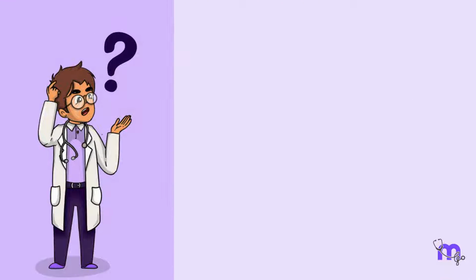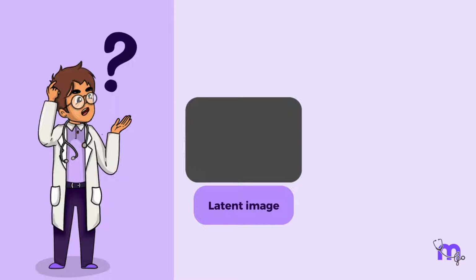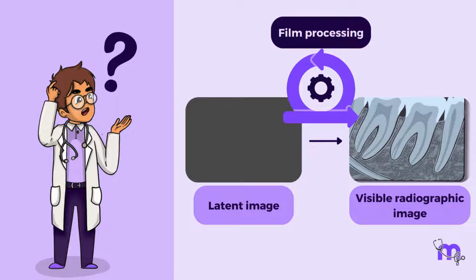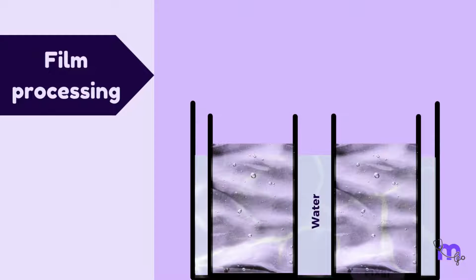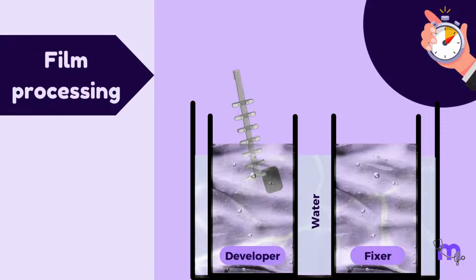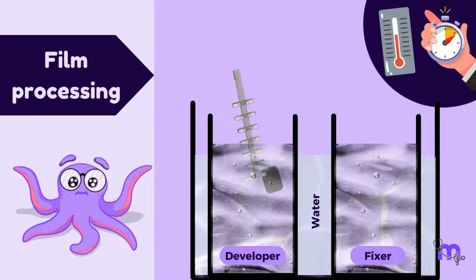As a dentist, how will the latent image be useful to me if I cannot see it? This means I will have to convert it to a visible image. This is achieved by a procedure done in a dark room called film processing. My first step is to dip the film into a solution called the developer for a specific amount of time at a specific temperature. What do you think happens here?